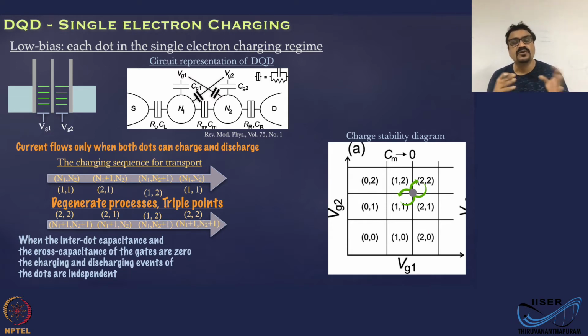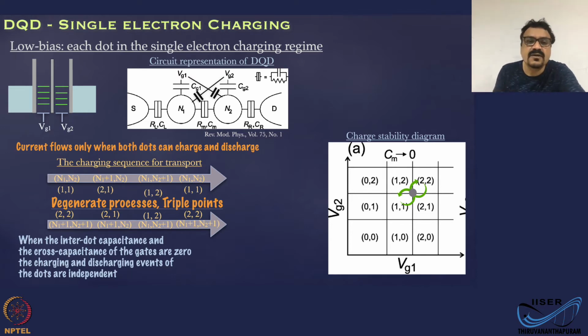So you cannot put two electrons at a time in one dot. And if the other dot already has an extra electron, then you cannot add a second electron to it. So both dots need to be in the charging or discharging regime to have transport going through. If transport on one dot is blocked, then the overall transport is blocked because it's a sequential process. What I'm trying to say is, if one of the dots is in the Coulomb blockade regime, it doesn't matter what state the other dot is in, the transport through the whole system is blocked.